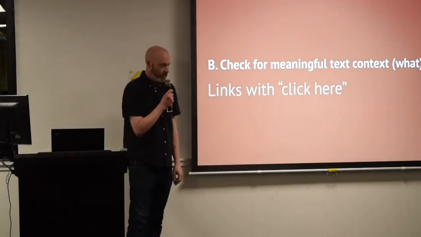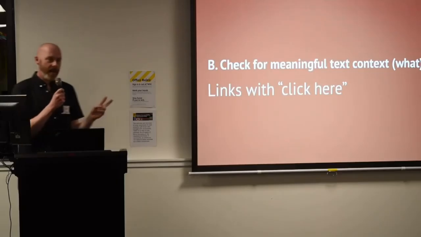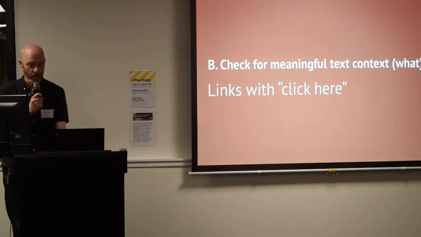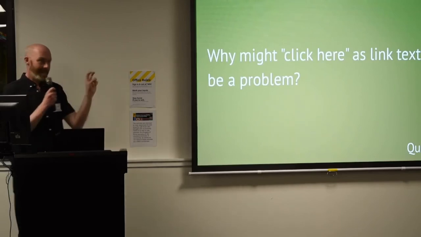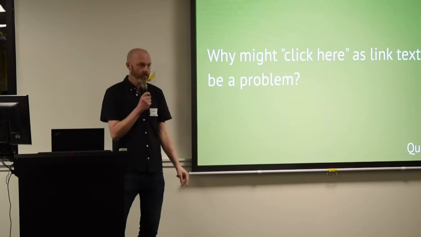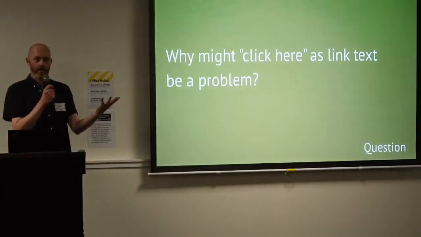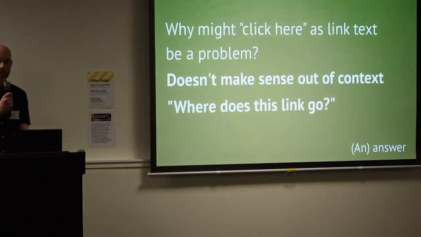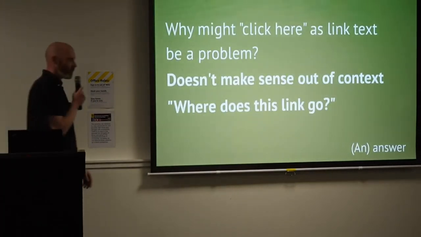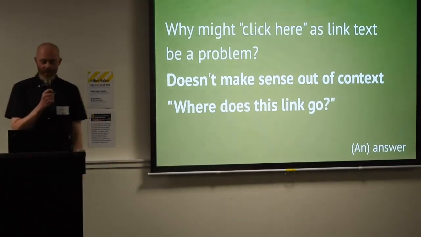Number B, which you may remember from earlier, check for meaningful text content. What am I talking about? Links that have click here as the link text, for example. Why might click here as link text be a problem? You don't know what it does. Where does it go? Click here for what? That's it. Yeah. It's terrible SEO. It's like, oh, you're ranked number one for click here on the web. Yes. Life goal achieved.